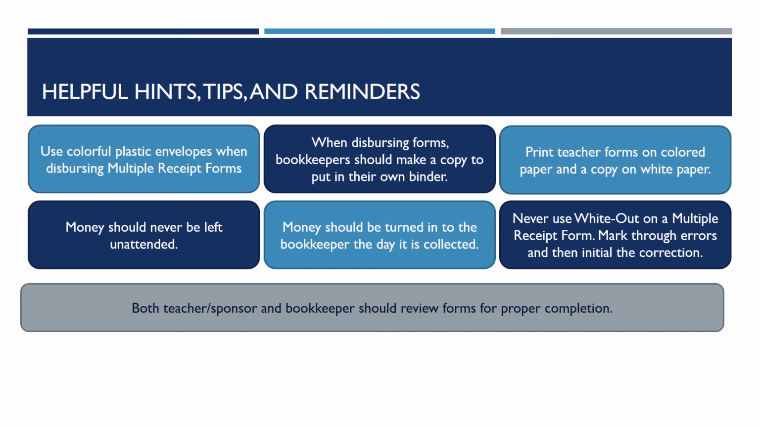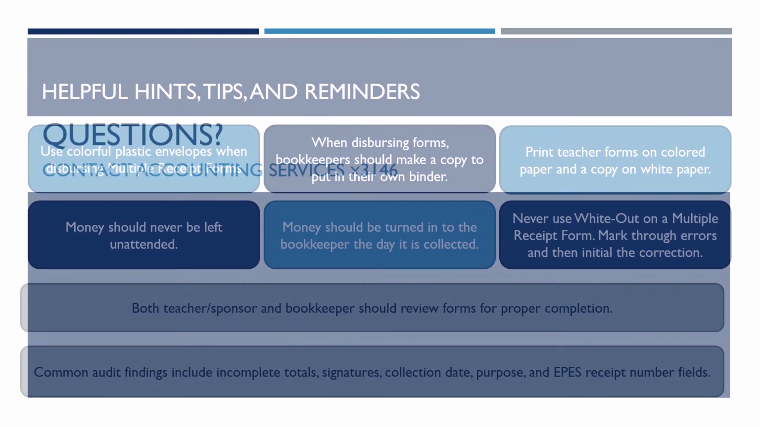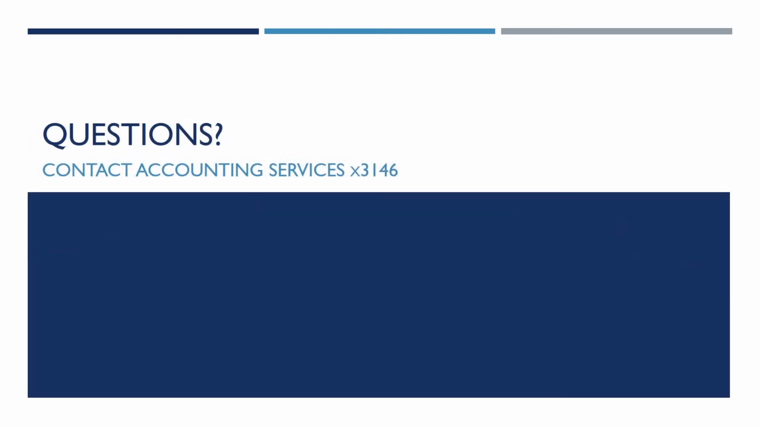Both the teacher or sponsor and the bookkeeper should review their multiple receipt forms to ensure the form is properly completed. Incomplete totals, signatures, collection date, purpose, and EPS receipt number fields are common findings reported by our auditors, so be sure to keep an eye out for these often overlooked areas.